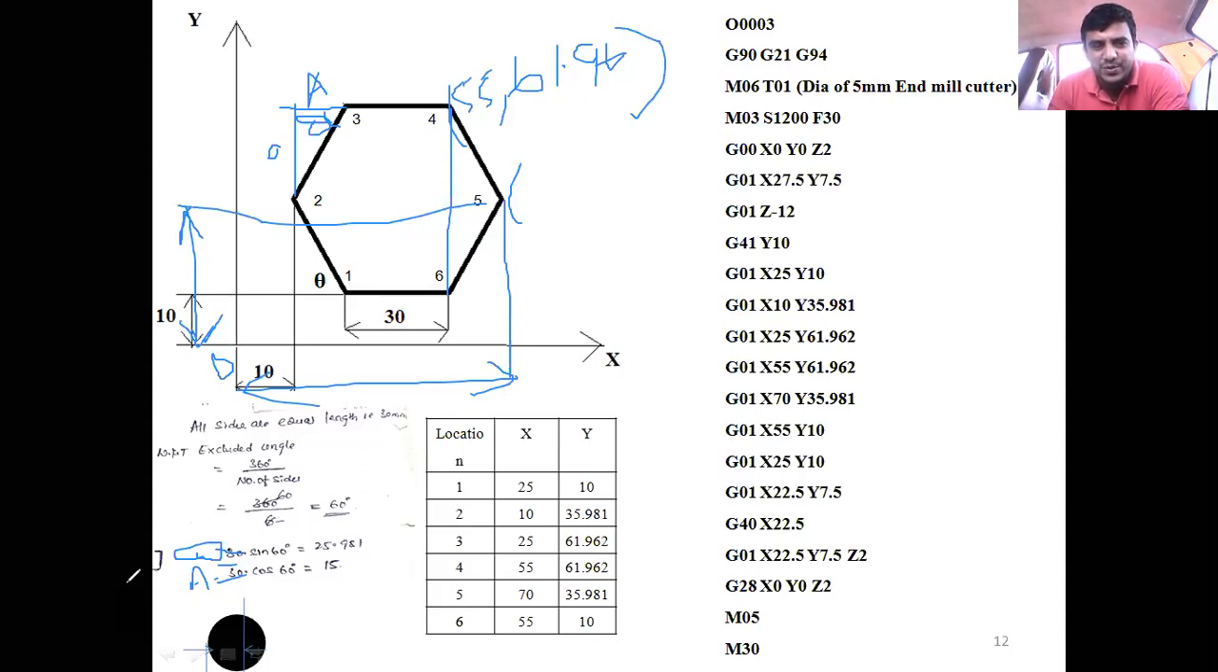And what about the y value? The y value of 2 and 5 coincide, right? What is the y value? It is 35.981, sir, because we have to add 20 plus 5.981 plus 10. Right, good. Similarly, go for the sixth one. What are the coordinates for the sixth location? Sir, 10 plus 15 plus 30, it becomes 55 on the X axis, and the Y axis coordinate will be 10. Right, good.